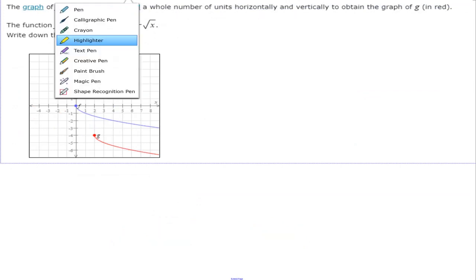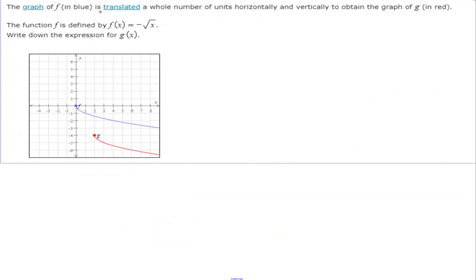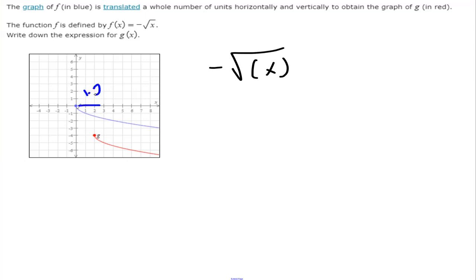Okay, in this problem, my original problem is negative the square root of x. Now remember, I always put parentheses around my x when I plug in the answer. Now, when we're going to look at my problem here, I'm going over by 2, so that's a +2. And I'm going down by 4, so that's a -4.